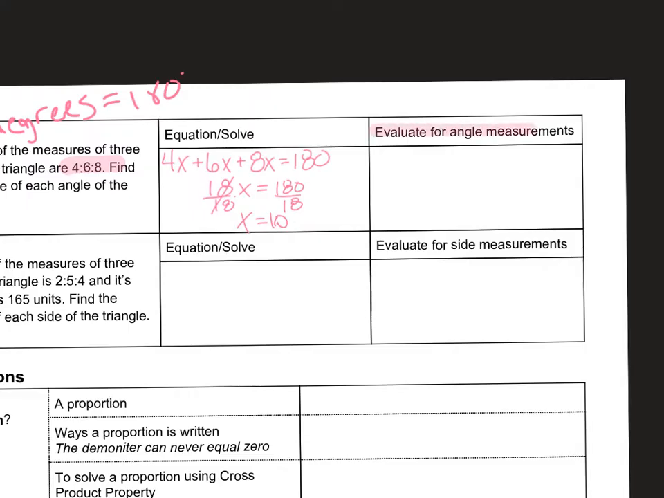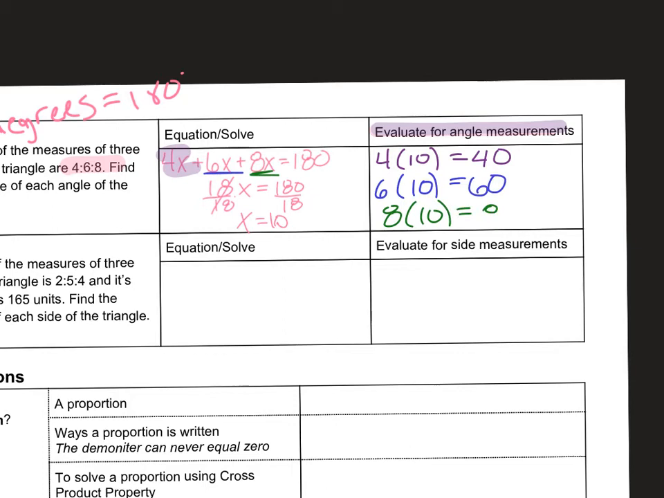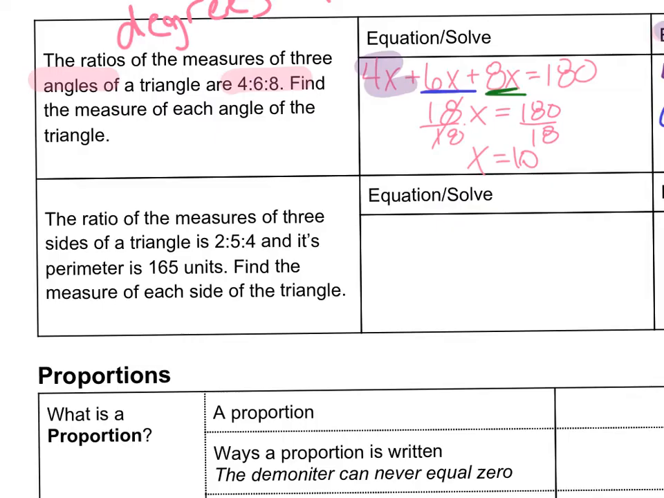So now we're going to go ahead and evaluate for each angle measurement. I'm going to start off here with my 4x. So this is going to be 4 times the x value of 10, which gives us 40, followed by our 6x. So this is going to be 6 times the x value of 10, which is 60. And then last we have our 8x, which is going to be 8 times our x value of 10, which gives us 80. So these are our degrees: 40 degrees, 60 degrees, and 80 degrees.